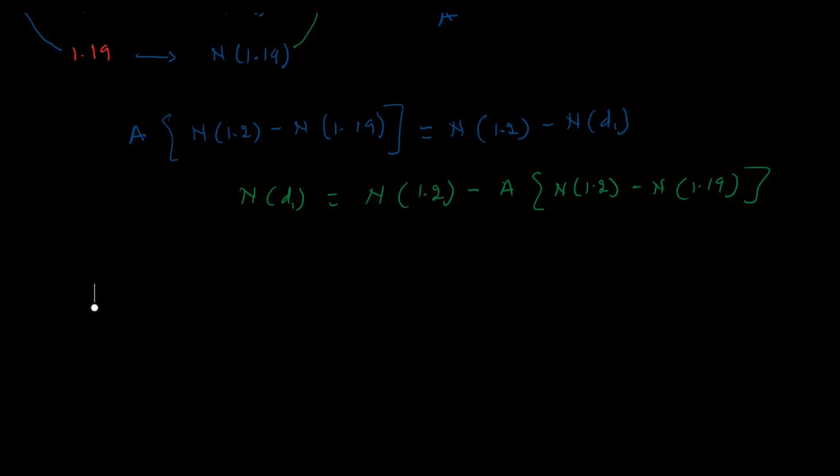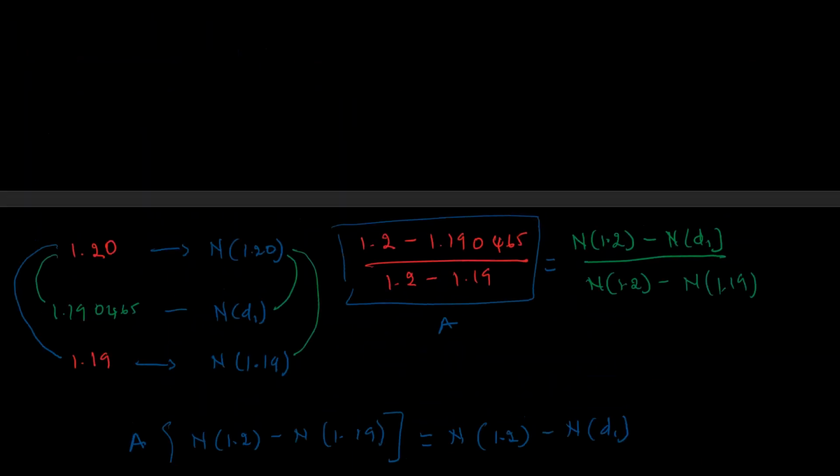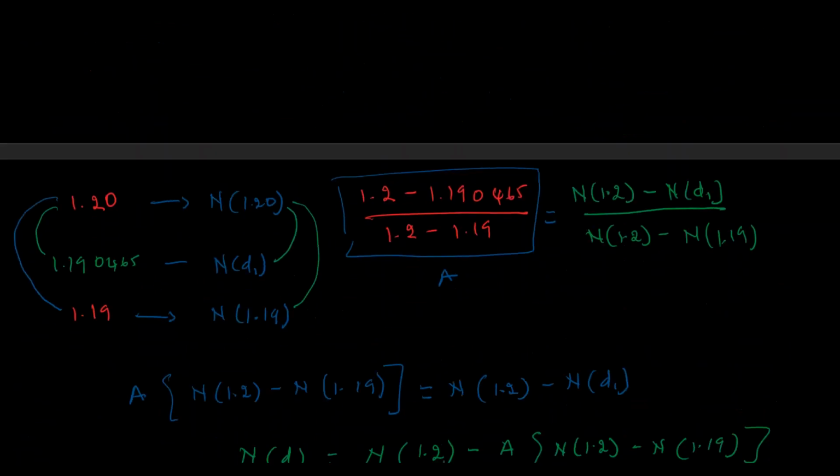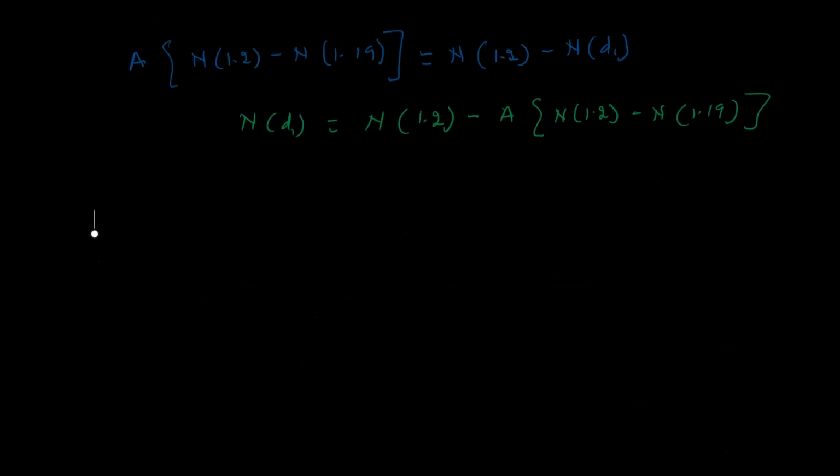Now we have to be careful on how we interpret ND1, because ND1 is not the probability that the option expires in the money. That is not what it is, and again, it is not what it is because we made this adjustment when we were working with ND1 on our Brownian motion. Alright, so how do we do this? We need to pull our normal probability table, and we need to read N1.2 and N1.19, and so that's what we're gonna do next.